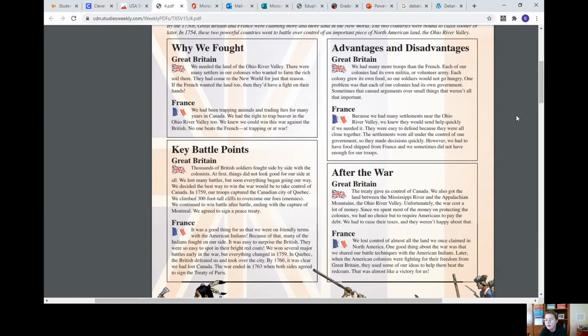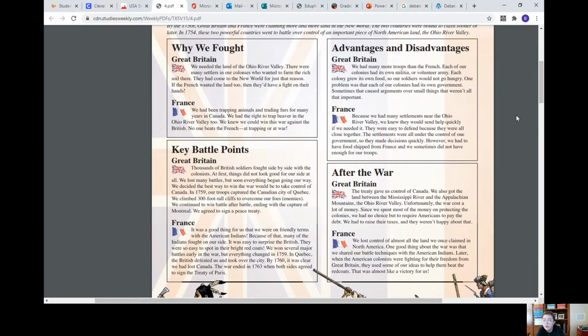So after the war, Great Britain says, the treaty gave us control of Canada. We also got the land between the Mississippi River and the Appalachian Mountains, the Ohio River Valley. Unfortunately, the war cost a lot of money since we spent most of the money on protecting the colonies. We had no choice but to require Americans to pay the debt. We had to raise their taxes, and they weren't happy about it.